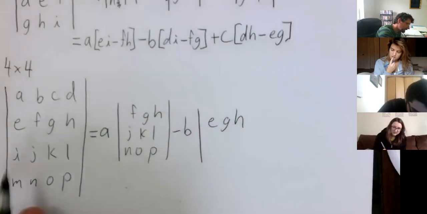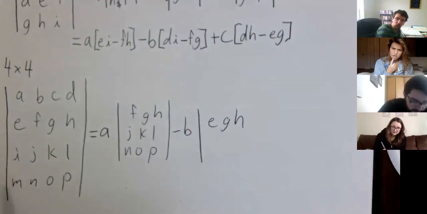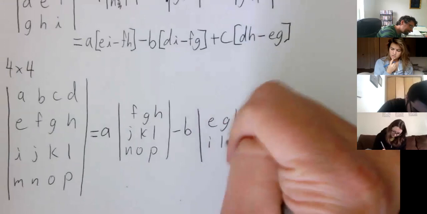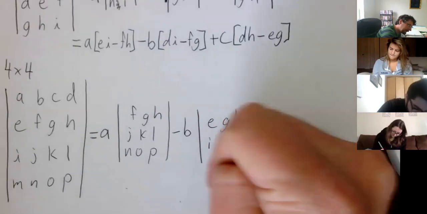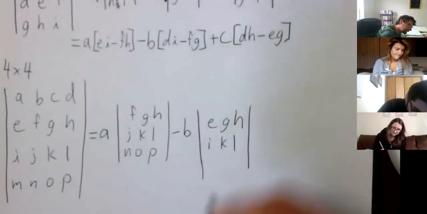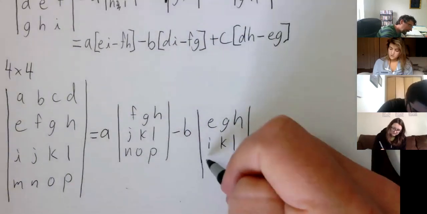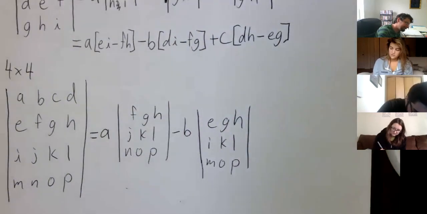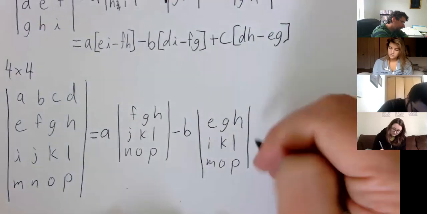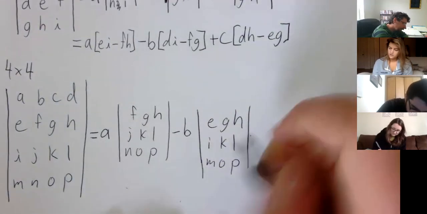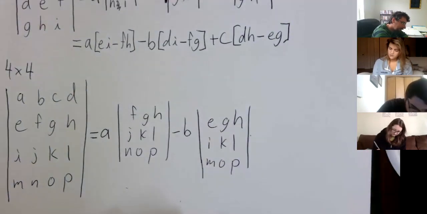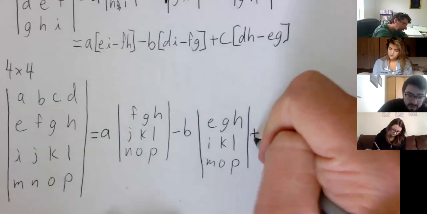EG, H. What comes next? IKL. Yep. Followed by MOP. Yep. Next one. Back to plus. Yep, back to plus.